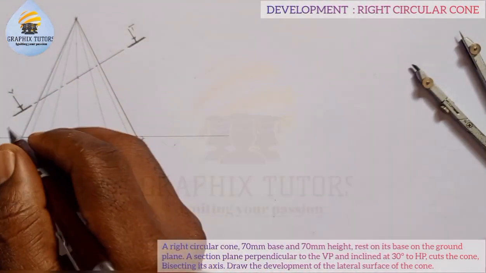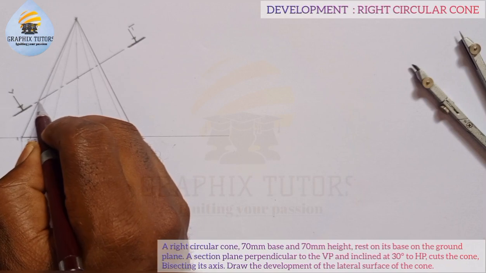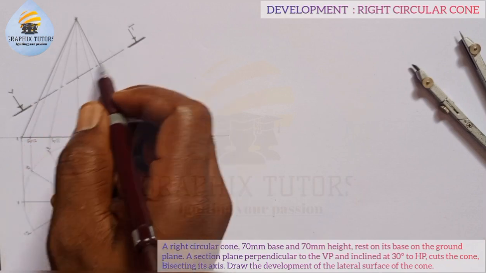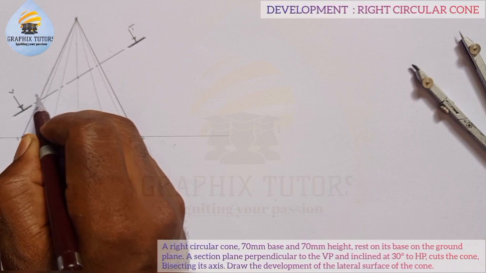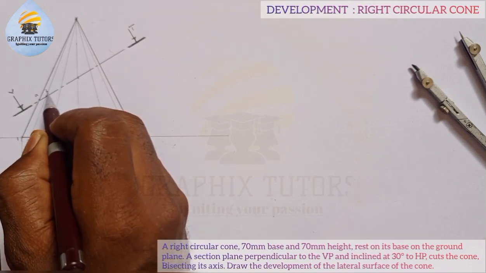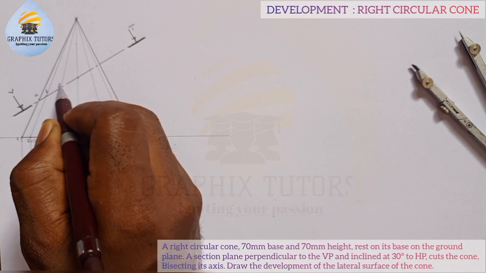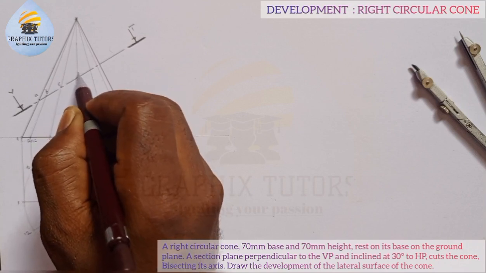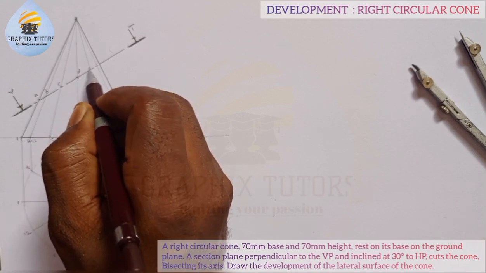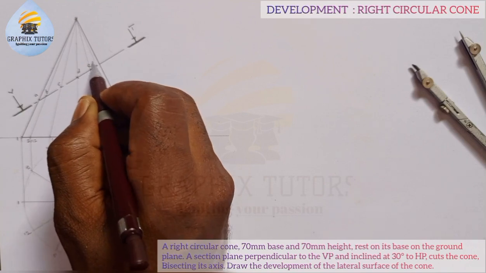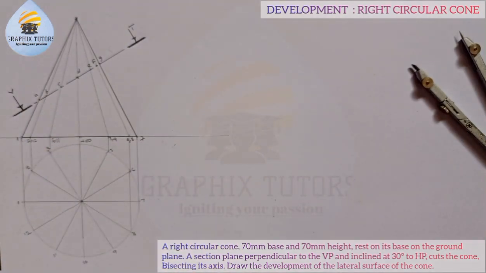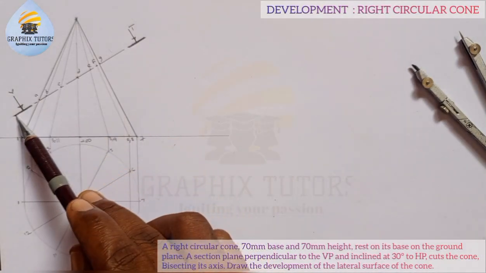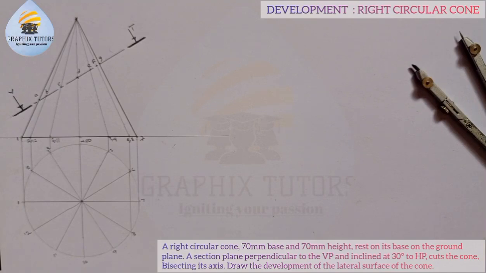So where it intersects with the cutting plane, right? I'll call it A. Here will be B. Here will be C. Here will be D. Here will be E. Here will be F, then the last one will be G. Right? So we want to look at the development. When this plane cuts here, what will be the development of this?